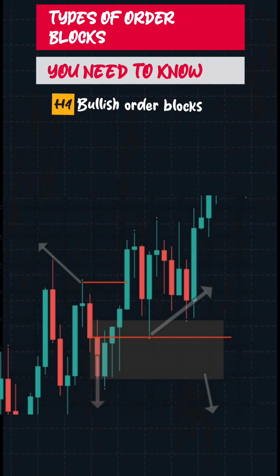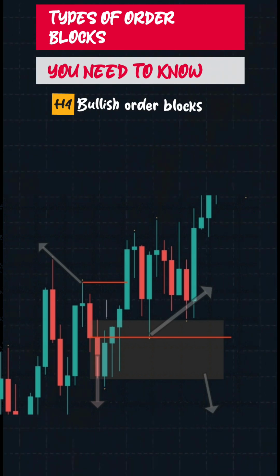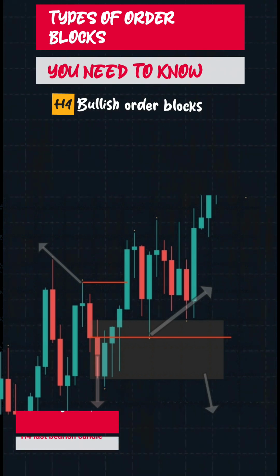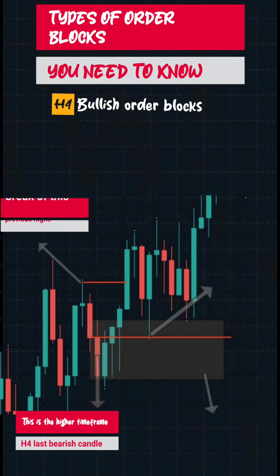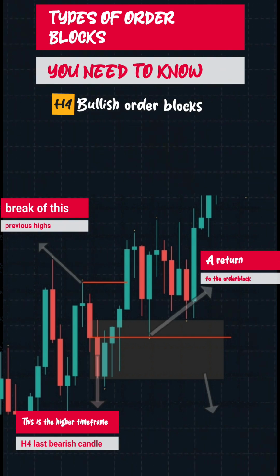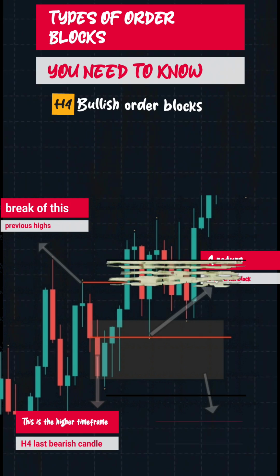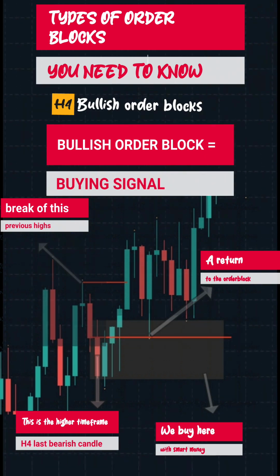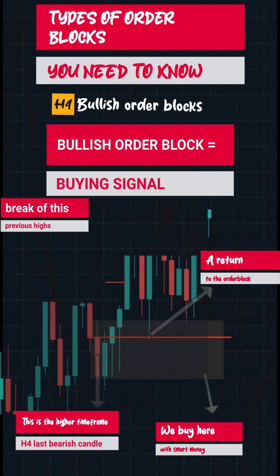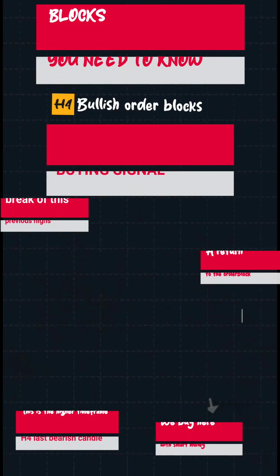A bullish order block occurs when price leaves behind a strong bearish candle, usually a large one that breaks previous highs. If price returns to this block, it suggests that there is demand at that level. Smart money sees this and enters long, and that's your cue. If price reacts by going higher, you know you are on the right track.